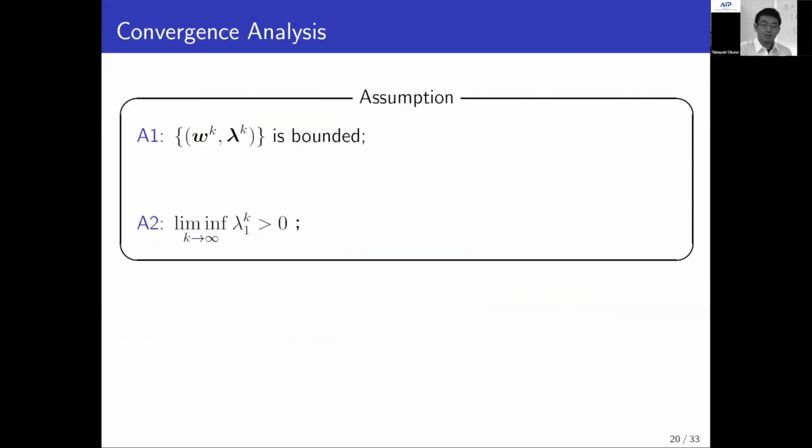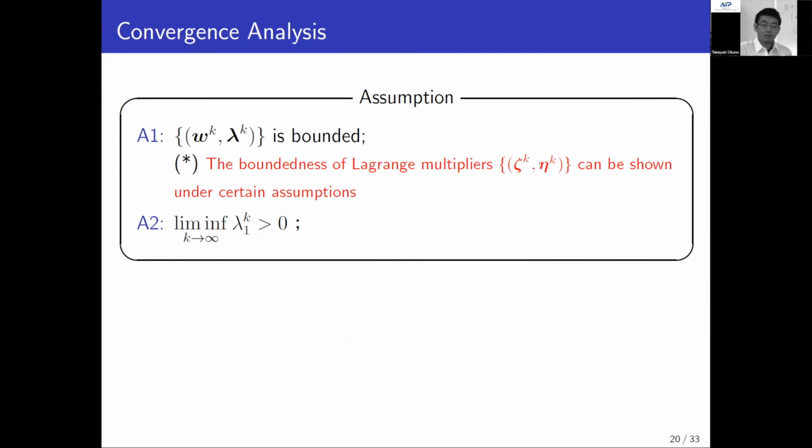This is the assumption. We assume the boundedness of W and lambda k. Boundedness of the Lagrange multipliers zeta and eta is also very important, but this can be shown under certain assumptions, so I don't explain the detail.